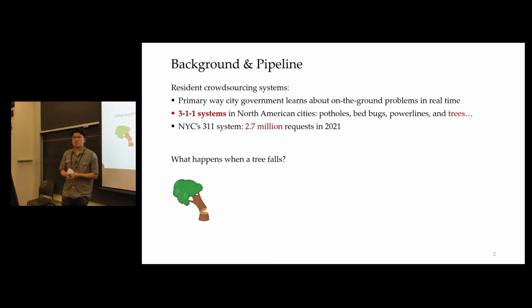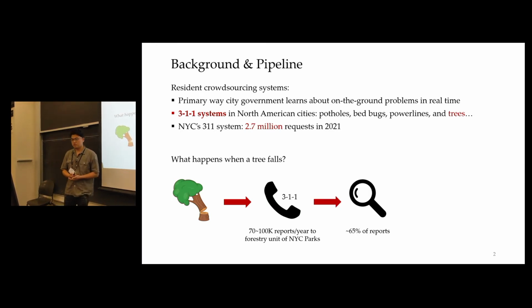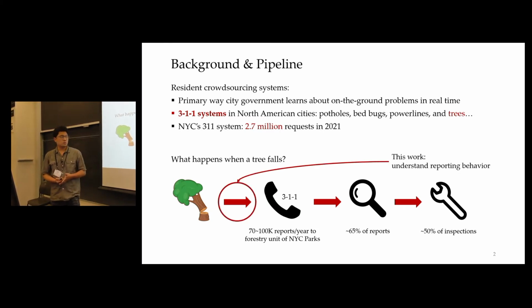To help us understand what is going on, I'm going to show you the pipeline of events after a tree falls in the city. After a tree falls, a good neighbor comes by and thinks, okay, this is a problem, I'm going to report it to 311. This accounts for roughly 70 to 100,000 reports per year to the New York City Parks Department. About 65% of all those reports get inspected, and about half of those inspections lead to a work order in the end. In this work, we're focusing on the first part of this pipeline.